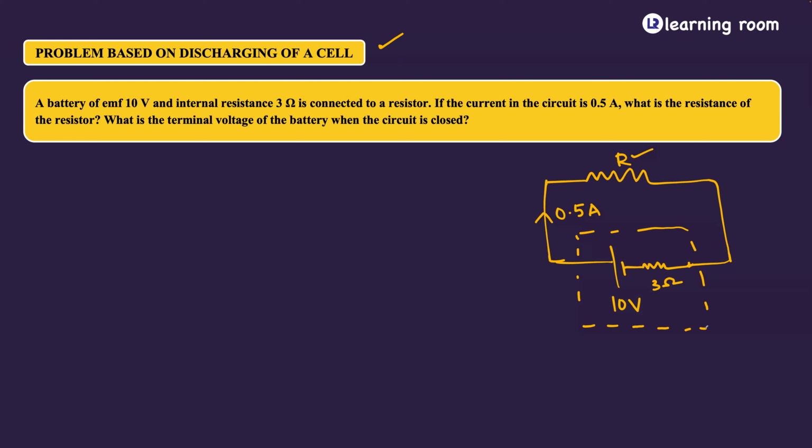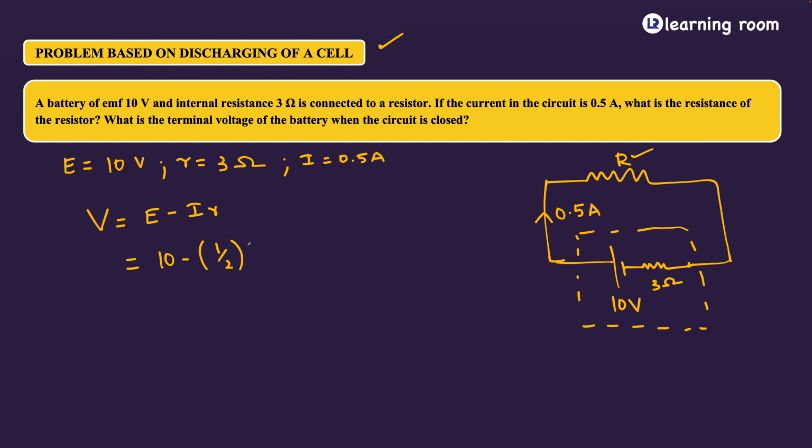So if you take this battery, what is going to be the terminal voltage? It is very simple. First I'll calculate the second part. What is the EMF here? 10 volt. Internal resistance is 3 ohm, right? And current is 0.5 ampere. So we know the relation between all these three in terms of terminal potential difference. V will be equal to E minus I into R. E is 10, minus I is 0.5, half, into R is 3. So half into 3 is 1.5. 10 minus 1.5 will give you 8.5 volt.